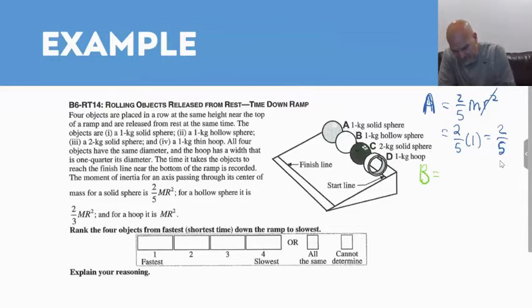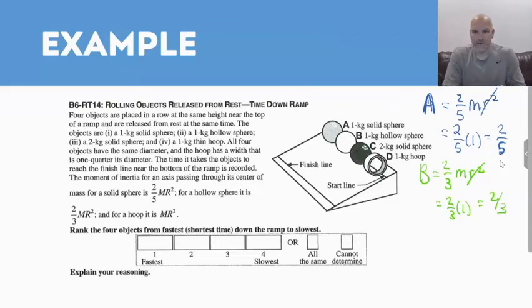Now let's look at B. B is a hollow sphere, and they tell us that the hollow sphere is 2/3 mr squared. Again, we're not going to worry about the R, so 2/3 times 1, which gives us a factor of 2/3, right? Now if I'm ranking these, we're looking at this ranking from fastest, the shortest time down the ramp, so we're looking for the one that will have the lowest. So the fastest will be our lowest value.